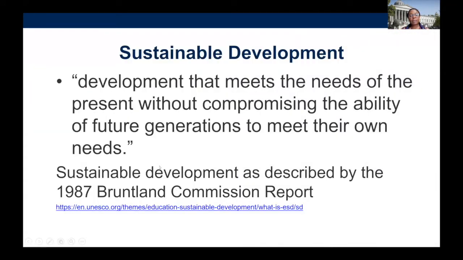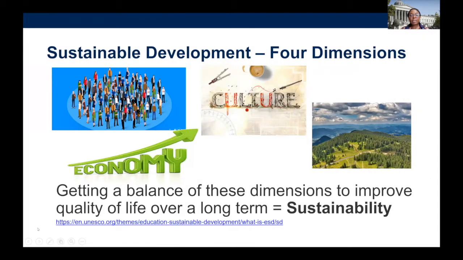I'll start with a definition of sustainable development, which is on the slide. Primarily what this aims to achieve is to preserve or improve our natural environment at the same time as providing a means to improve conditions for those who are socially or economically disadvantaged. There are 4 dimensions to sustainable development: society, culture, environment, and economy. And it's important to get a balance of all those dimensions in order to achieve sustainability.